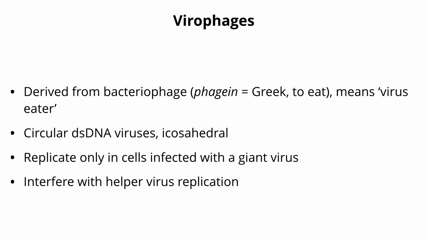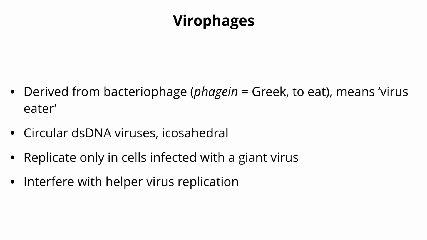Now, one more nucleic acid-based unusual infectious agent, and these are what are called virophages. I don't really like this name. It's derived from bacteriophage. Phagein in Greek means to eat. So this really means virus eater, which is a stupid name, but I didn't give it to it. These are circular, double-stranded DNA viruses with icosahedral capsids. And very much like the satellites that we've just talked about, they only replicate in cells infected with a helper. But in these cases, the helper is always a giant DNA virus, like Mimi viruses and Pandora viruses that we've talked about in this course.